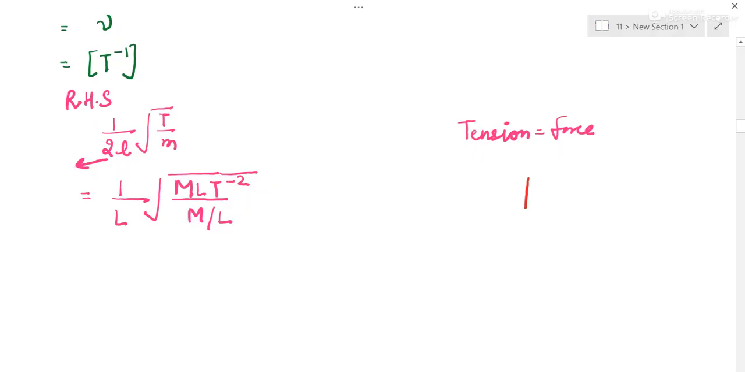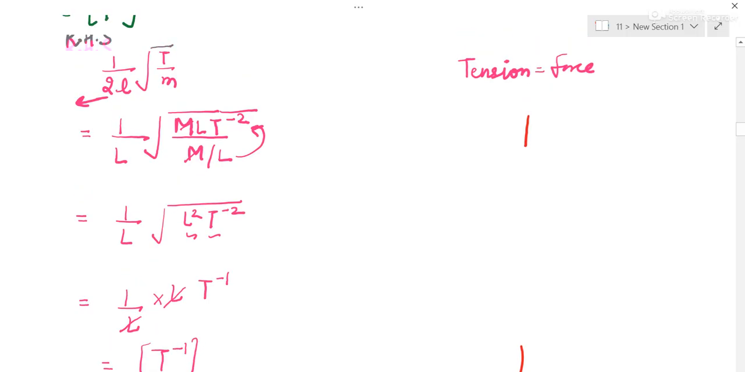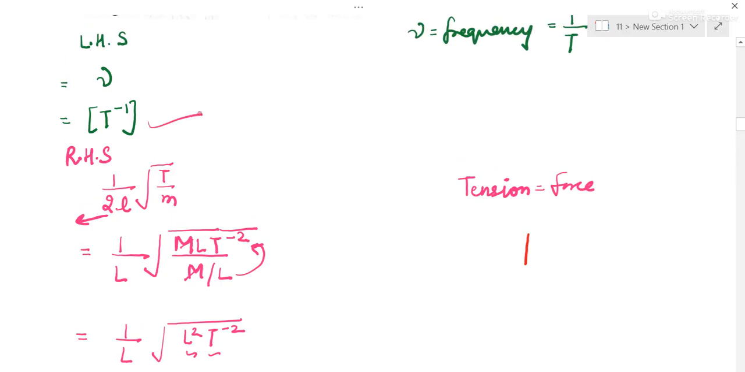So, let us see what is to be written in next line. It is 1 by L, root. M and M is cancelled. This L will go up. So, it is L into L, L square, T minus 2. So, this can be written as 1 by L, L square, L will come out, T minus 2, T minus 1 will come out. Okay, L cancel, so it is T to the power minus 1, and this is what your left hand side is. So yes, the equation is dimensionally correct. Only thing, T is tension, tension is force. We should know the dimensional formula of force, which is mLT minus 2.